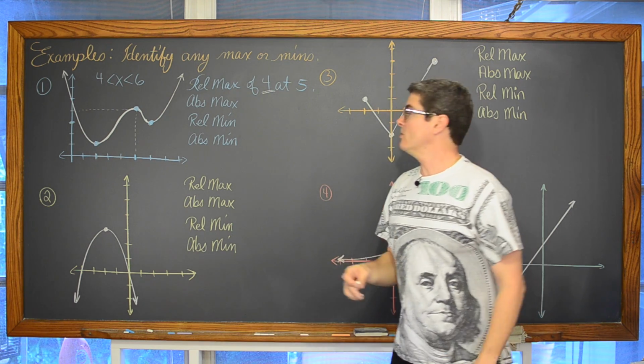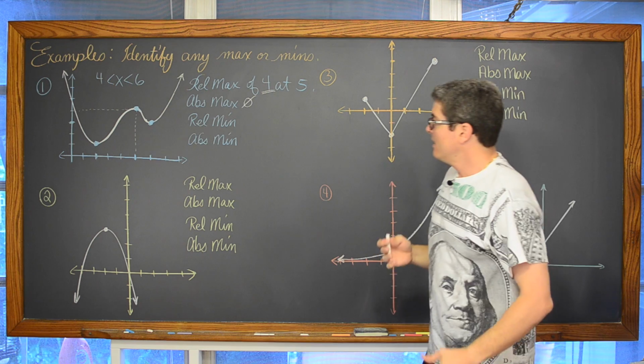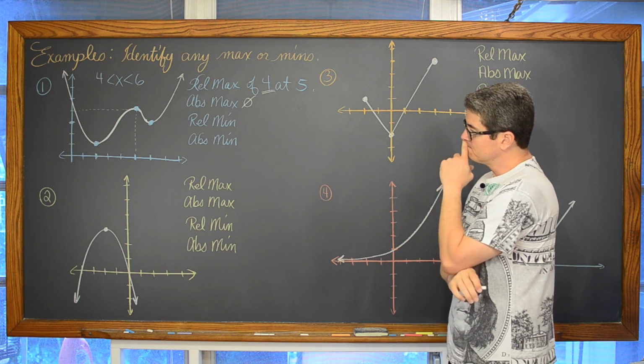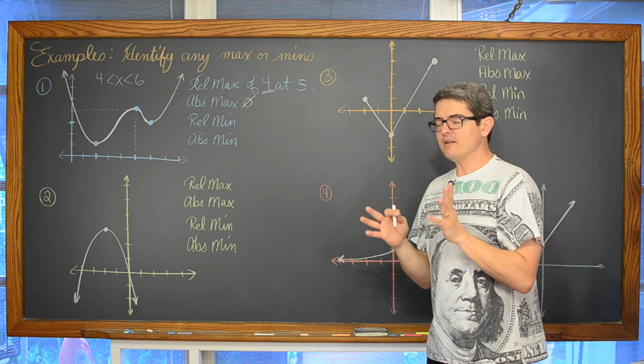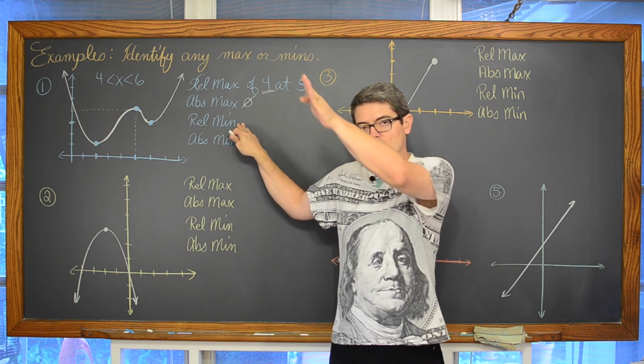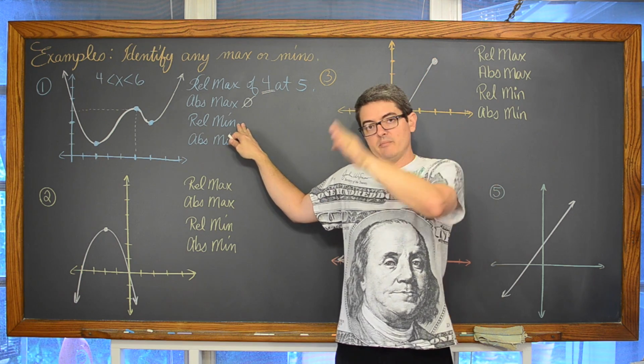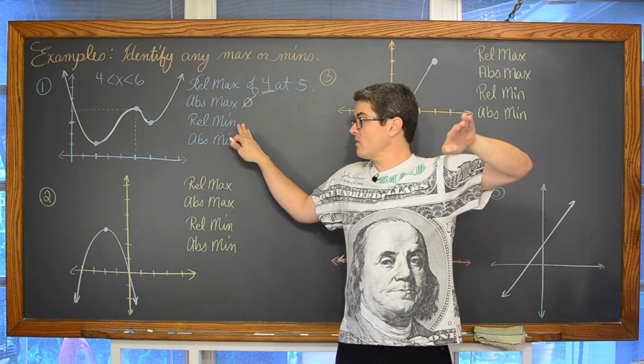There is no absolute maximum value. Is there a relative min? Again, is there some kind of open interval where the graph has a minimum value, whereas you read it left to right, the graph is dropping, and then it starts to rise again? And it can be a sharp bend or it can be a smooth curve.